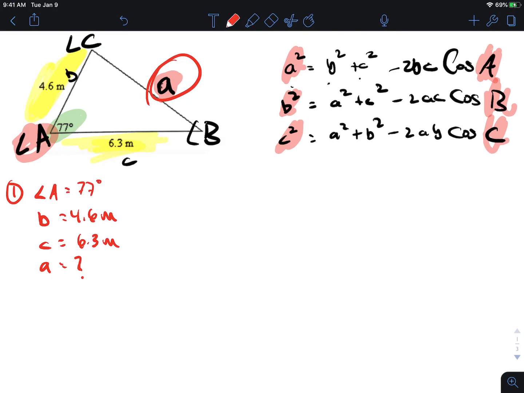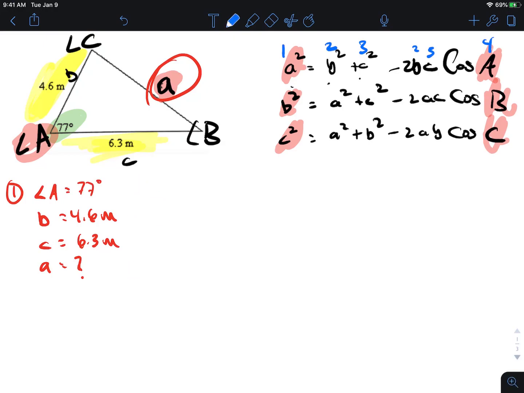How many things do you see in cosine law? How many things is it possible to solve for? I see one for the side length A, two for side length B, three for side length C. This is the same, that's also the same. Here's the fourth one: the angle. So there's four things, and I have to know three of them. One, two, three, four. I know three of them. I'll just plug them into the equation, type it in my calculator, and get an answer. That's it. Let's practice.